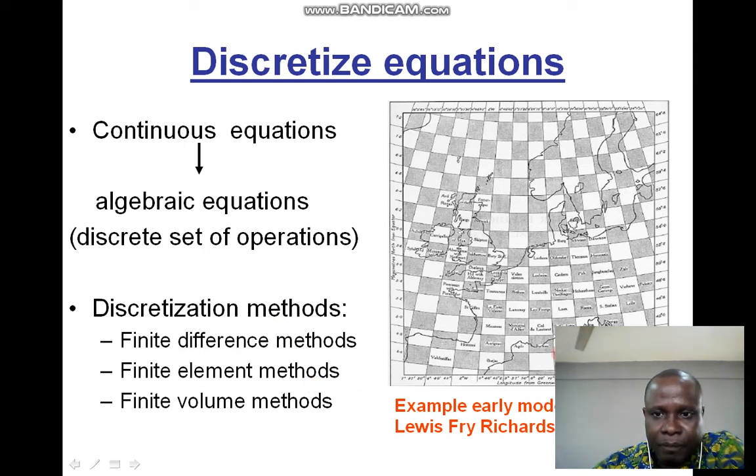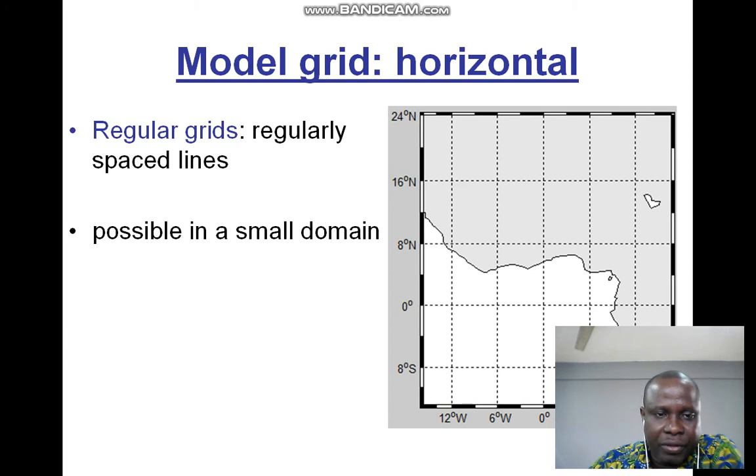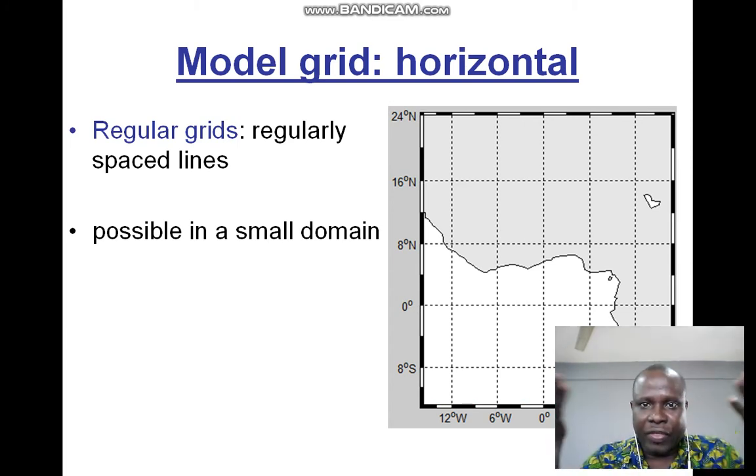This is an example: the grid model by Lewis Fry Richardson. Okay, so that's what I'm going to say about discretization. The equations you've seen before are not how they are put into the computer. They are discretized first before you do that. And then, as I said, you also have to think about horizontal and vertical grids.